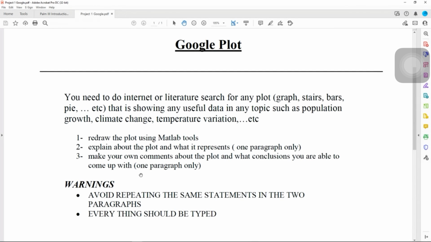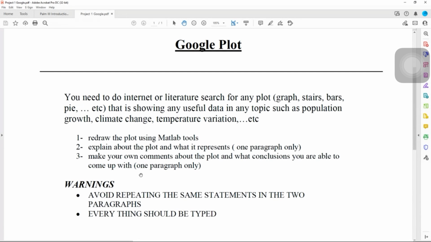The first one is describing the graph. You don't give your interpretation. You just describe what the graph is about. It's about the number of cars that has been exported by Toyota during the year, just before the COVID-19 crisis at the very bottom, right?